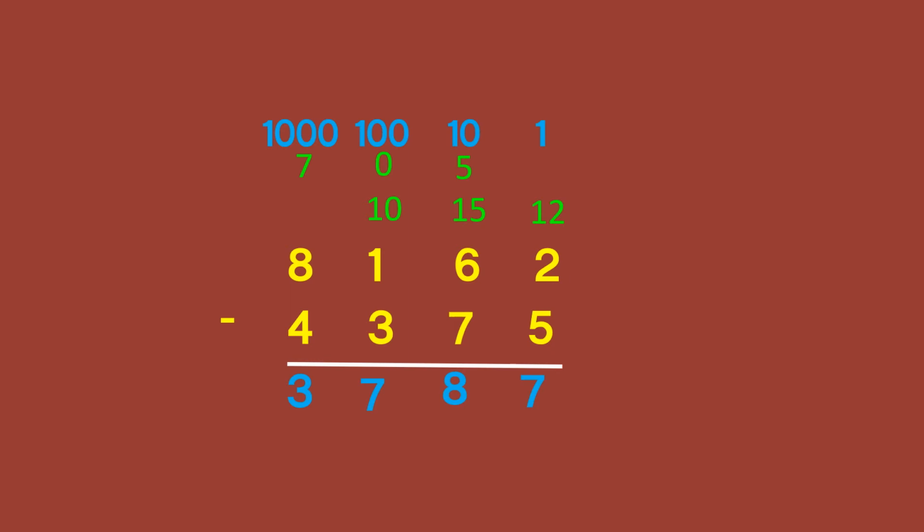Therefore, we can get the answer: 8162 minus 4375 is equal to 3787.